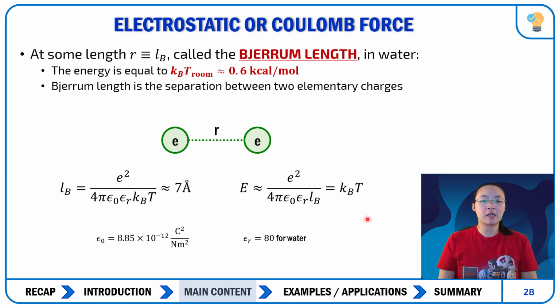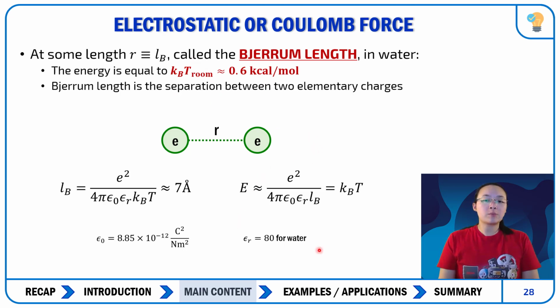What it means is that at this length, the energy is equal to kBT. So it's the Boltzmann constant times the room temperature, and you get about 0.6 kilocalories per mole. So the Bjerrum length is the length, or R, between the charges that's going to allow for this energy to be 0.6.